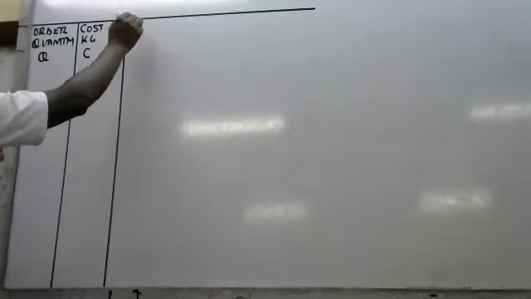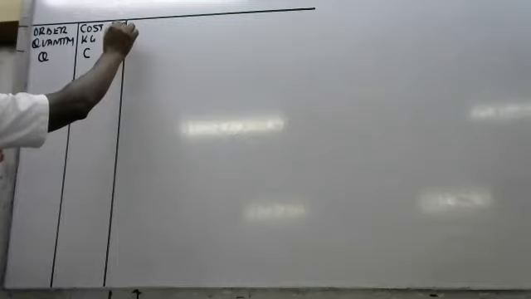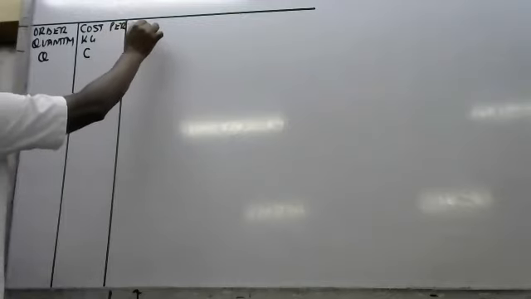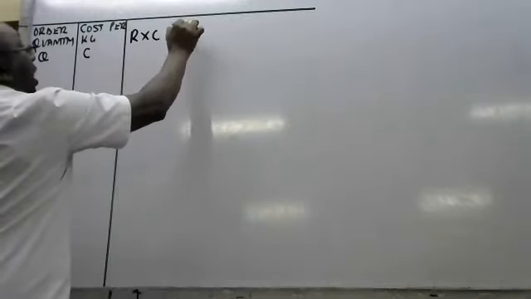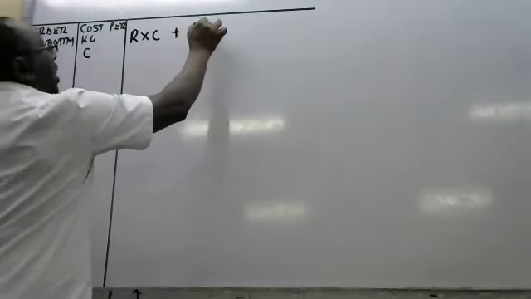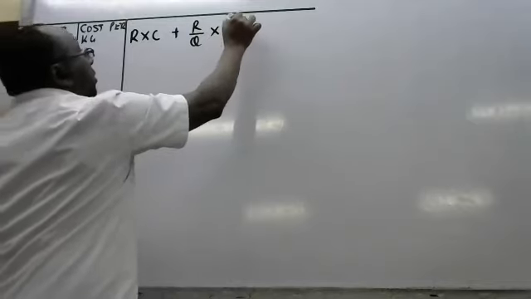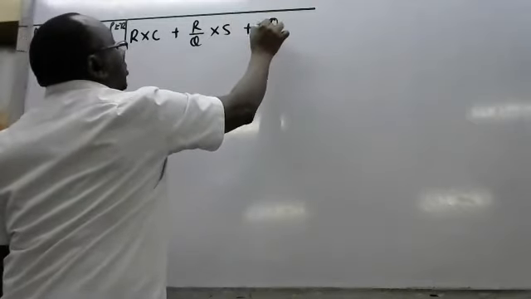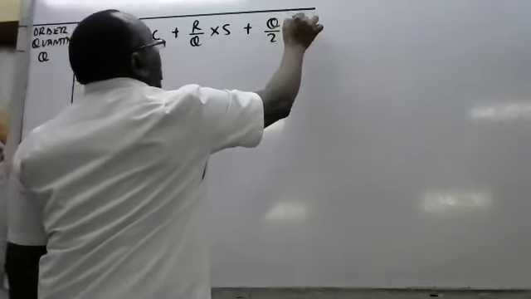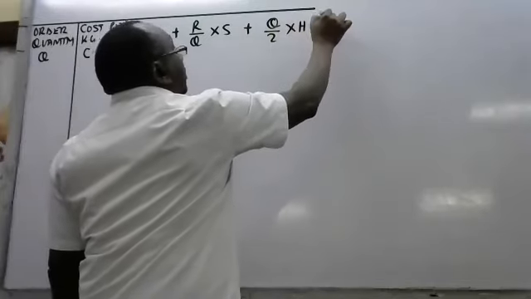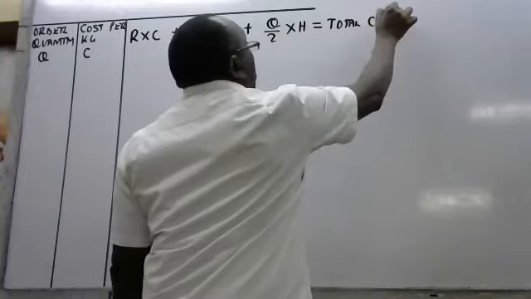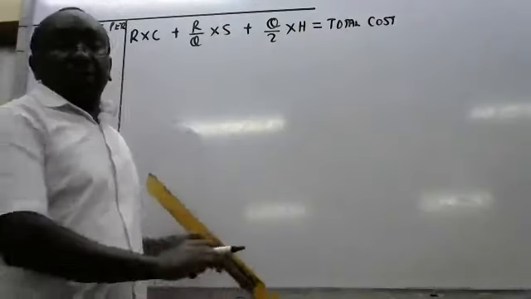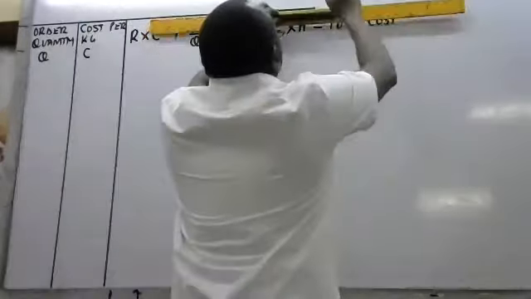So now we want to get the total cost, which is given as R times C plus R over Q times S plus Q over 2 times H. That gives us what we call total cost. How many have gotten that?